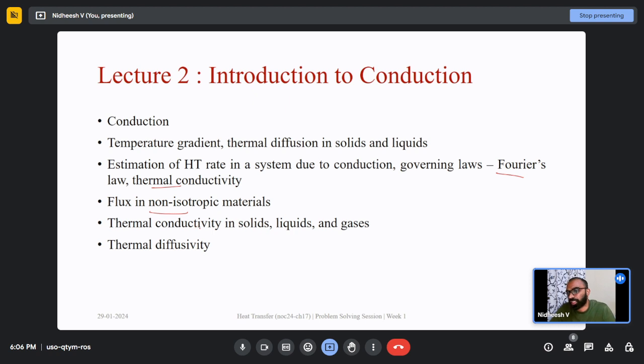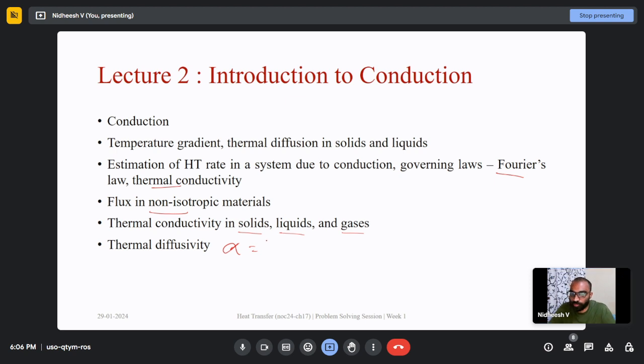Then we made a general comparison of thermal conductivity in solids, liquids and gases, and we discussed why solids have a higher thermal conductivity compared to liquids or gases. Then we introduced a term called thermal diffusivity, which, if you remember, was defined as alpha is equal to, can someone help me here? Do you remember the definition that we used for thermal diffusivity?